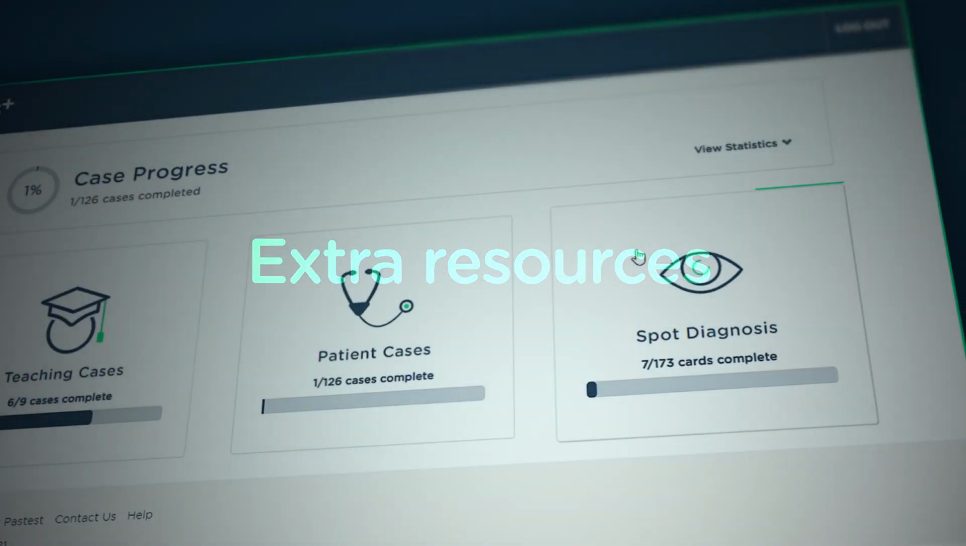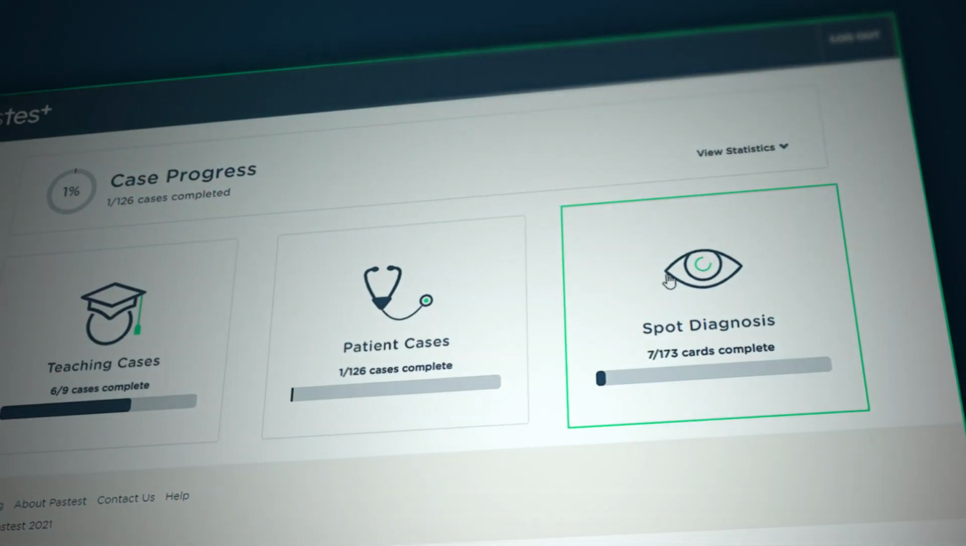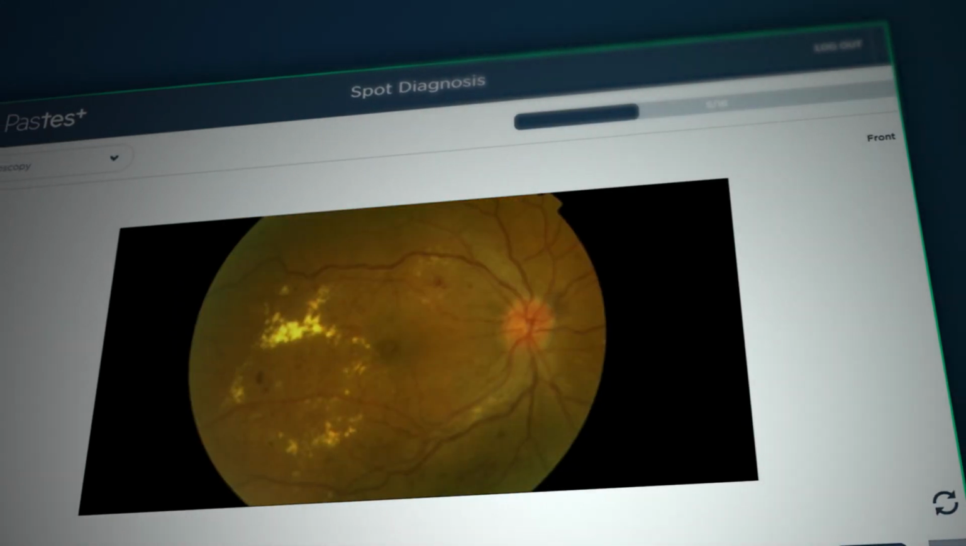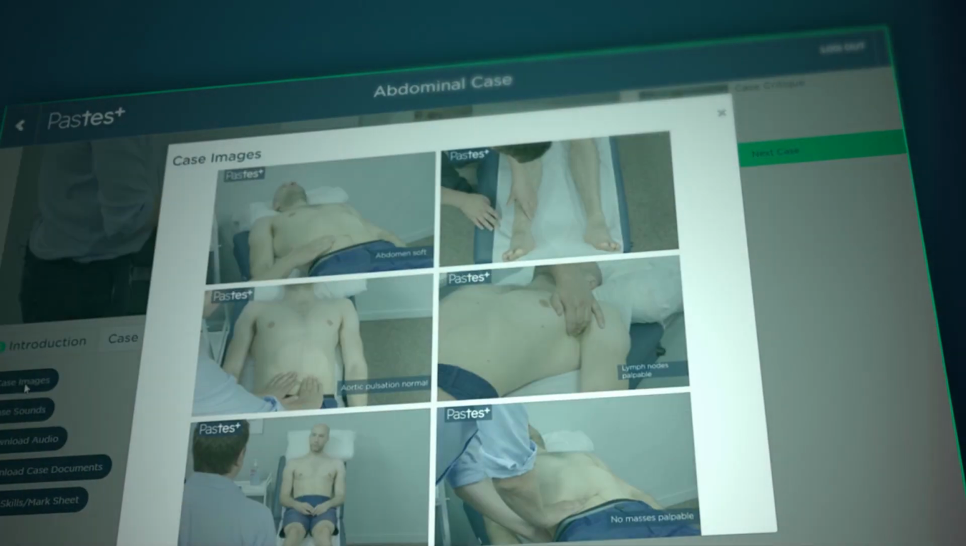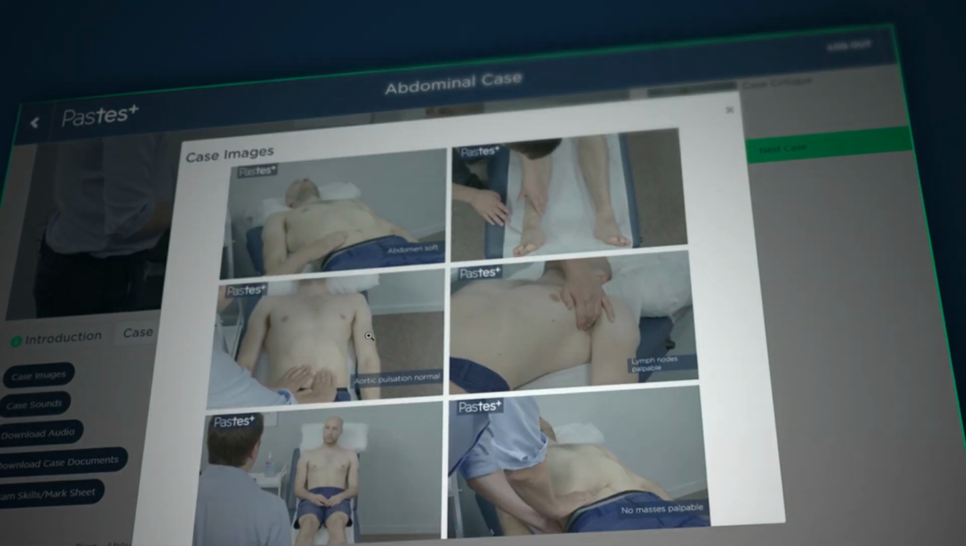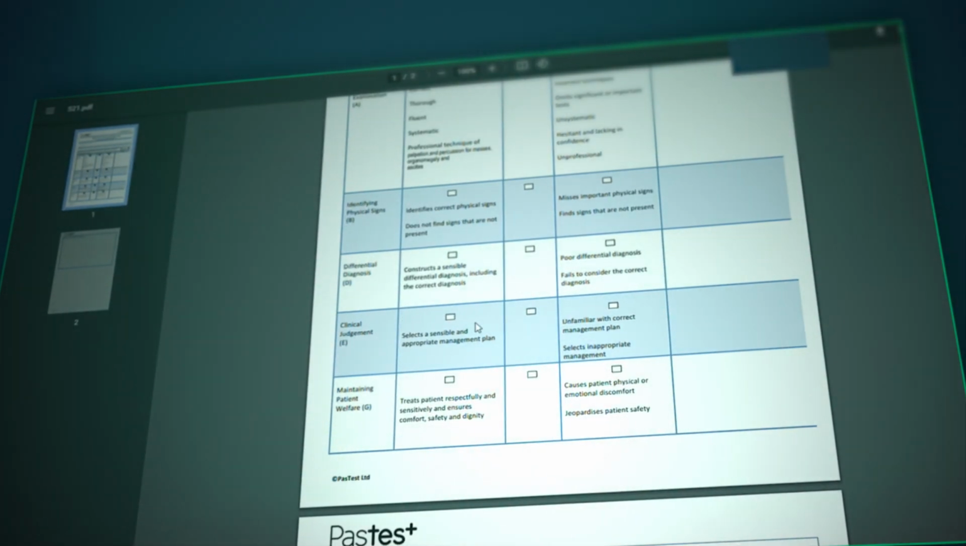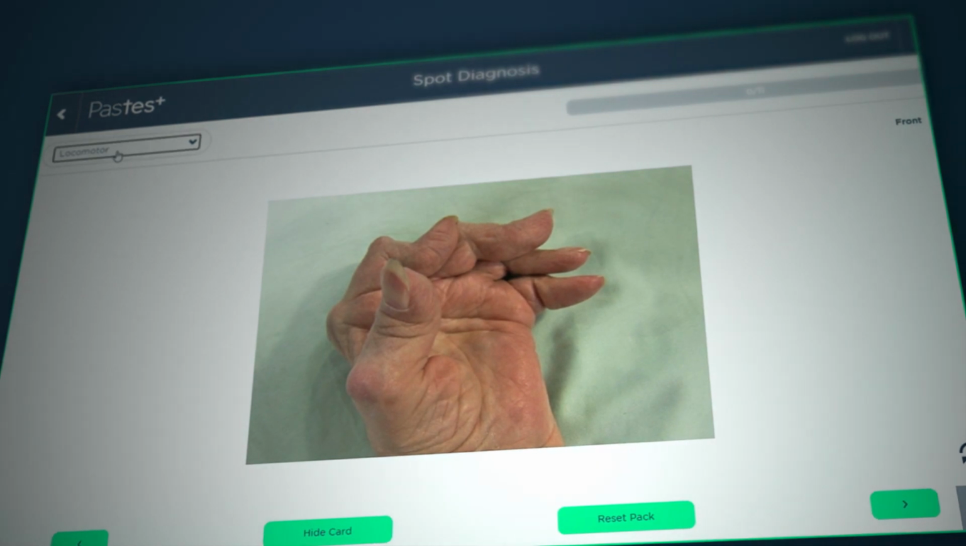There's also additional content such as a spot diagnosis library, downloadable roleplay PDFs, case images and sounds, expert tips, and exam mark sheets, all designed to aid your preparation.